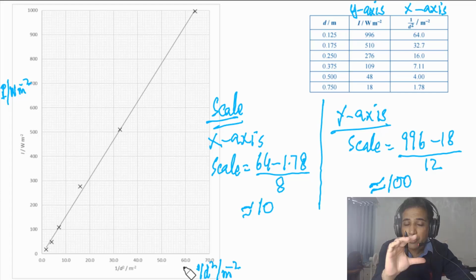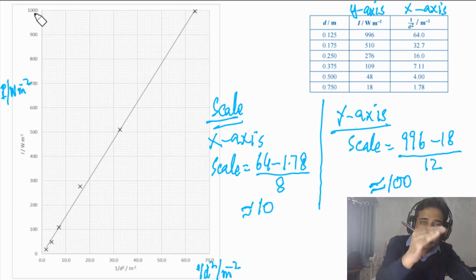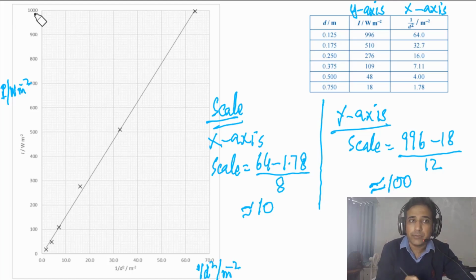Actually, the real graph has 8 boxes. So here you can also write down 80. You can write down 1100 and 1200 on the real graph. This is just a sample graph to make it easier for you. So this is just a sample, but you have to follow these steps.